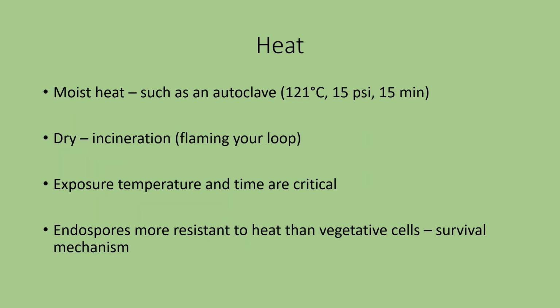Specifically with heat, as I said, you've got moist heat and dry heat. With moist heat in the autoclave, you use moist heat under pressure. Specifically, it needs to be at a minimum of 121 degrees C. It needs to have a minimum of 15 psi, pounds per square inch of pressure, and it needs to be at an absolute minimum of 15 minutes. Usually we go longer than that. The length of time is also going to determine whether the autoclave is effective, as is the amount of supplies that you're autoclaving.